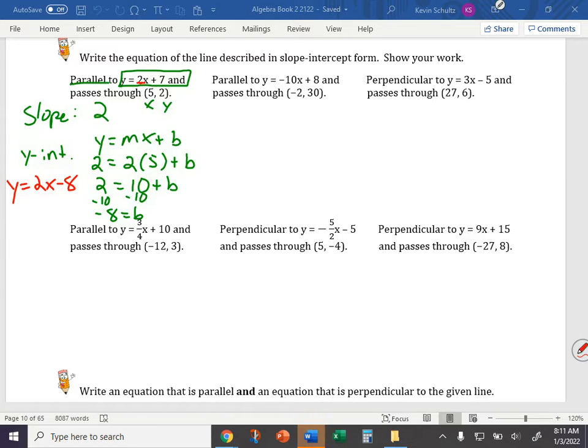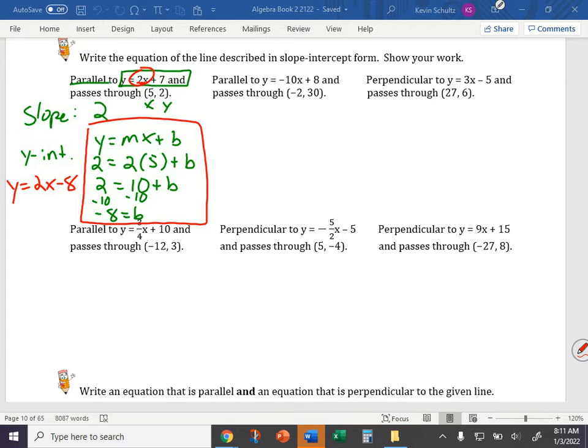The 2, again, came from the original equation because our line is parallel to that. The slopes have to be the same. The minus 8 came from this process here of plugging in what we knew. We knew what m was. We were given values for x and y and solving for that b. And that's where that minus 8 came from. That's solving. Okay? The next one.